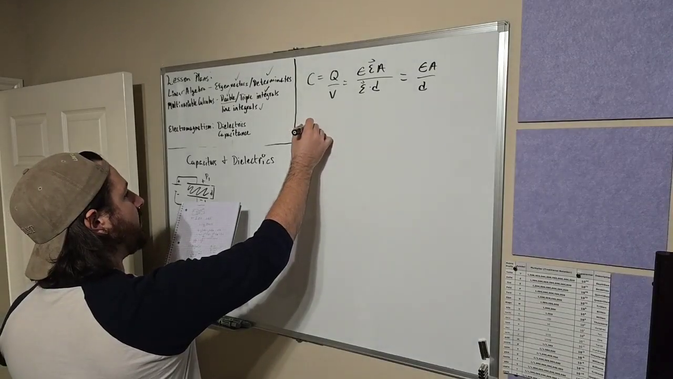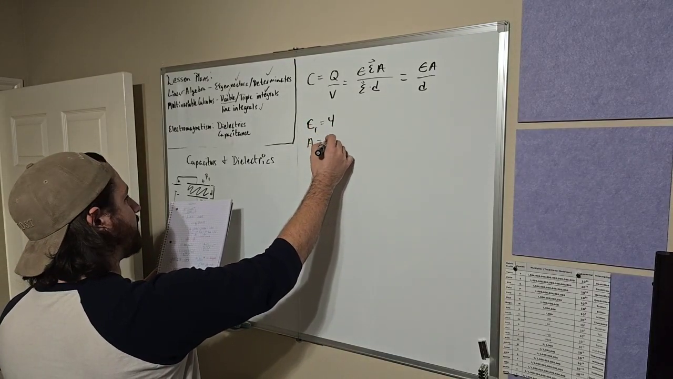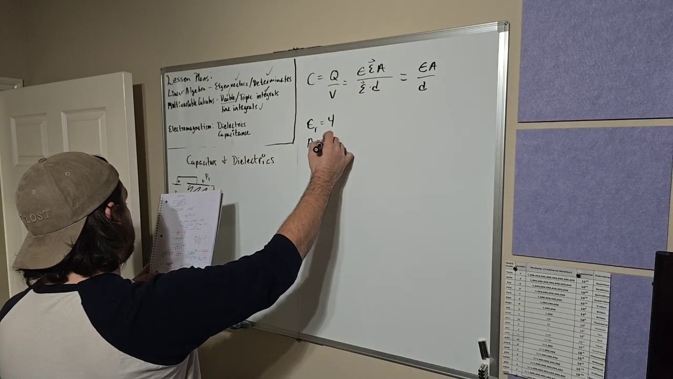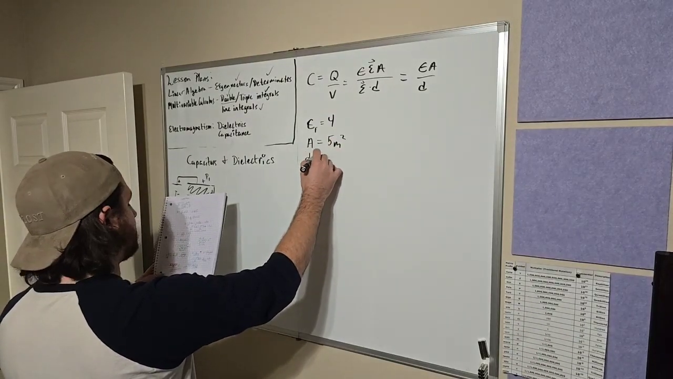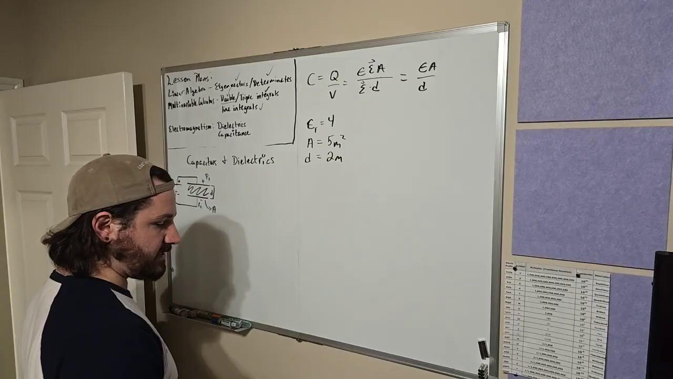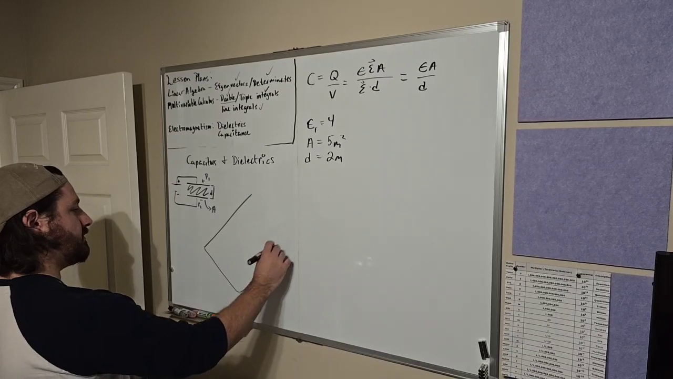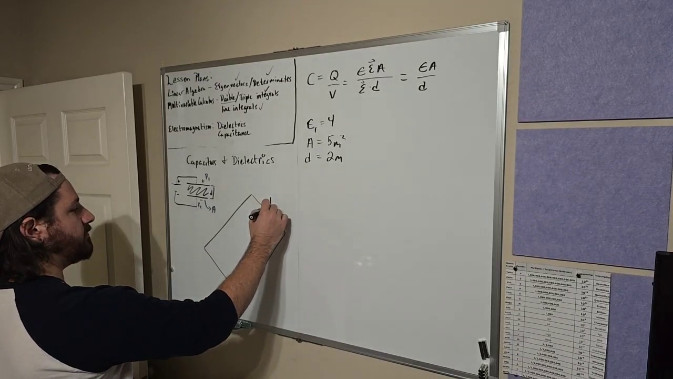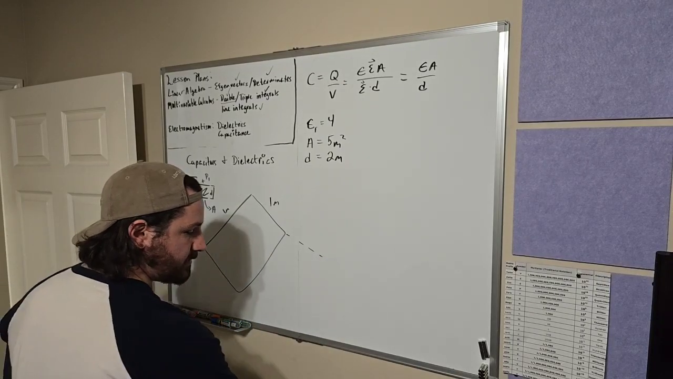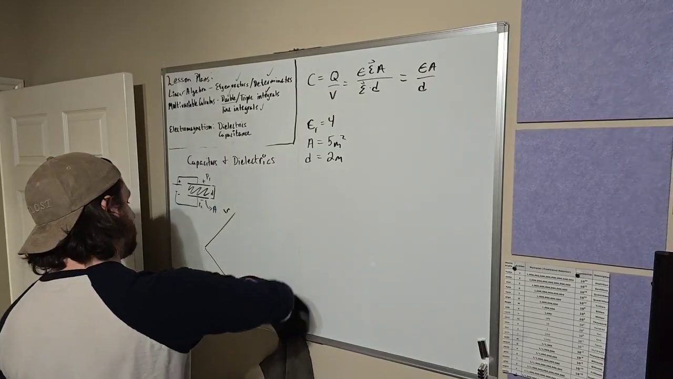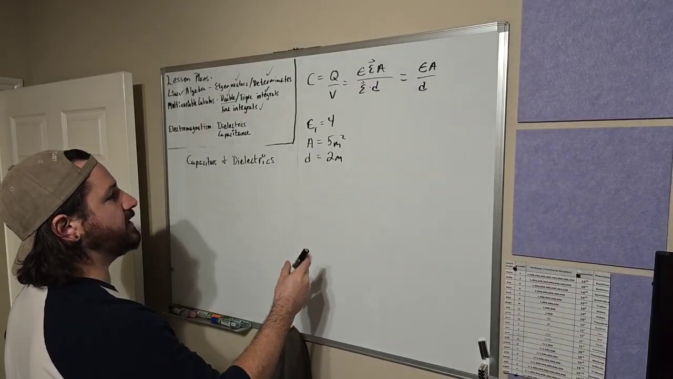We're given that E sub R is equal to 4, and we're also given that the area of this particular capacitor plate is 5 meters squared, which is massive, and the distance between the plates is 2 meters. So that's huge, that's humongous. That's saying basically you have these giant plates that are probably like 1 meter by 1 meter, and they're 2 meters apart. It's huge. Okay, so with that in mind, this becomes really just a straightforward plug-it-in problem.